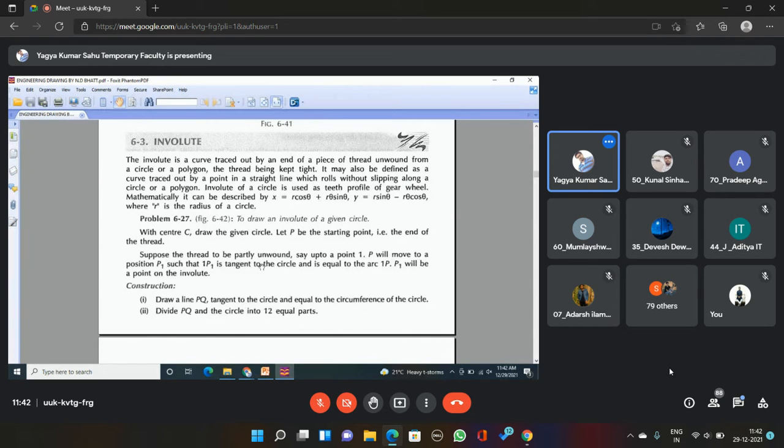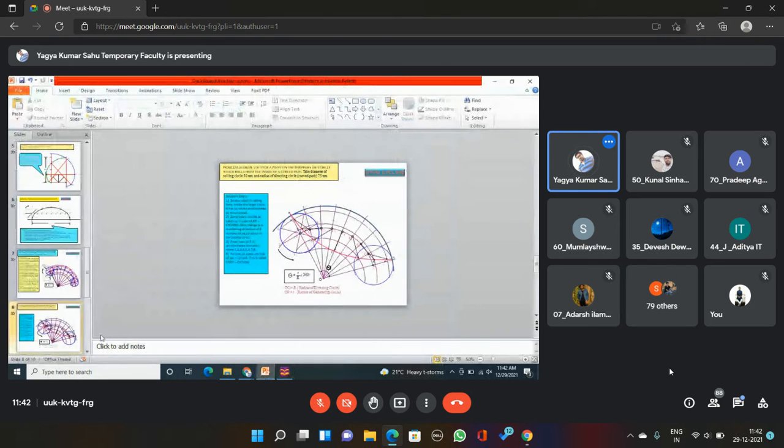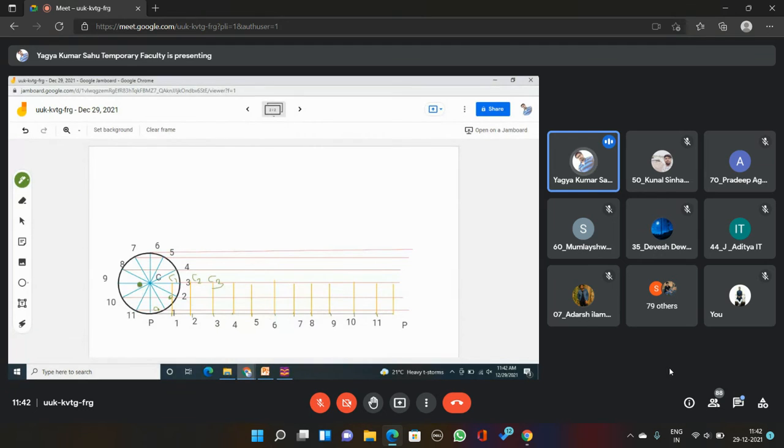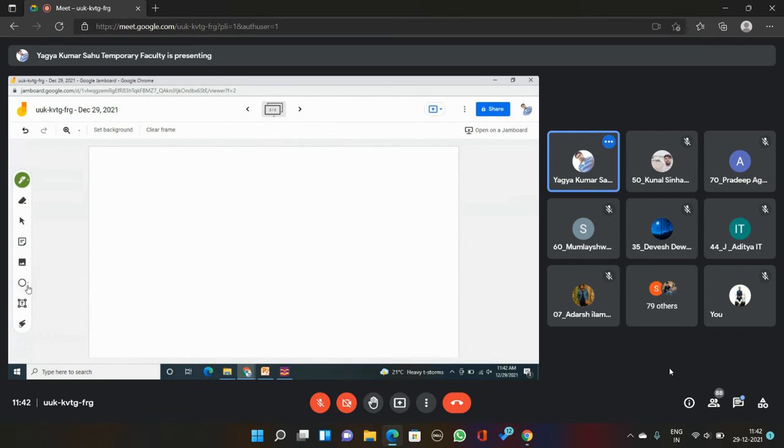Now, how to draw an involute? Let's take a simple polygon, and draw the involute of an equilateral triangle. A thread is wound on the perimeter of this equilateral triangle. So first of all, draw the perimeter of this triangle.